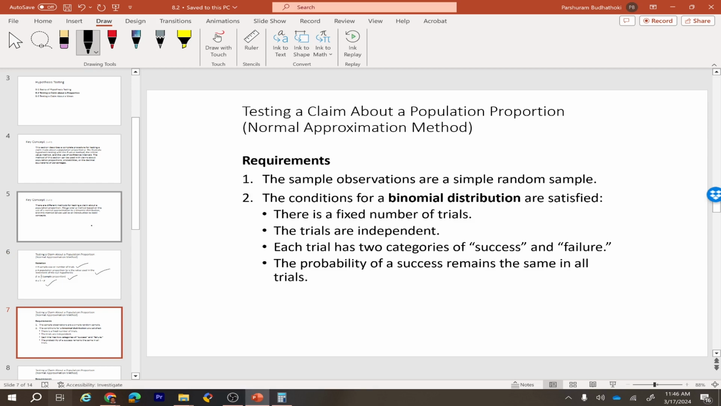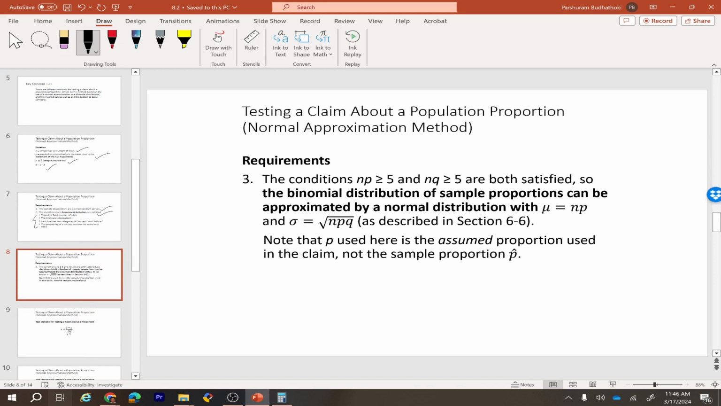Before we test a claim about the population proportion, first of all, if it's not given that the distribution is normal, then we need to check these requirements. The first one, the sample observations should be a simple random sample, and then the conditions for a binomial distribution should be satisfied. That means a fixed number of independent trials, only two categories, success or failure, and the probability of success should remain the same for every single trial.